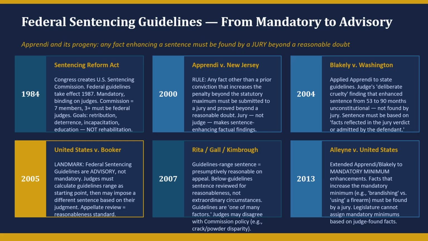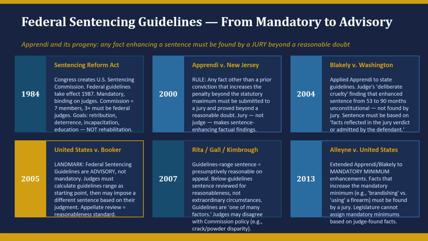Blakely v. Washington in 2004 applied Apprendi to a state guideline scheme. The judge had found deliberate cruelty by a preponderance of the evidence and sentenced Blakely to 90 months when the standard range was 53. The Supreme Court held this violated the Sixth Amendment. The facts that authorized the elevated sentence had to be jury found.